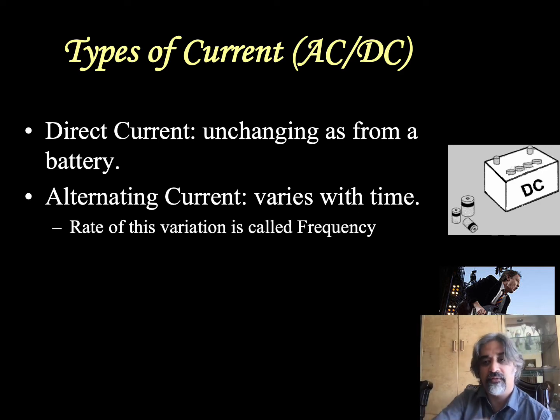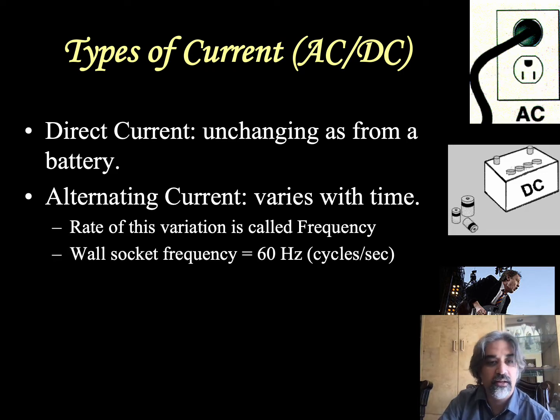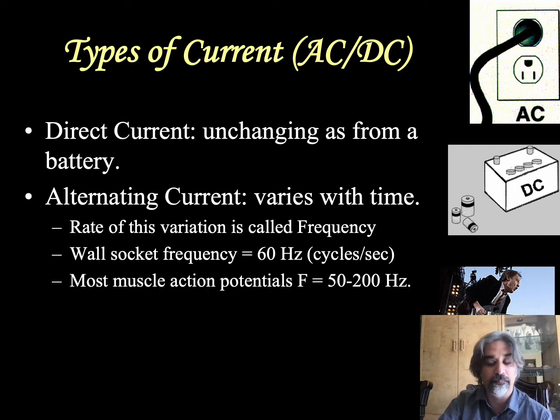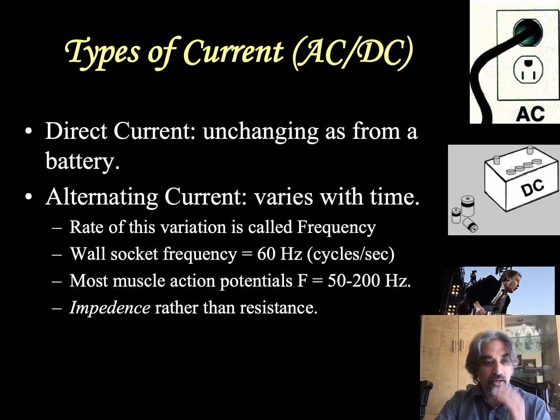The rate of the alternation of alternating current is called frequency, and the frequency in the wall socket is 60 cycles per second in America. I believe it's 50 in Europe. Most muscle action potentials are variable, and they range from 50 to 200 hertz. And I'm going to talk to you about impedance and resistance later.